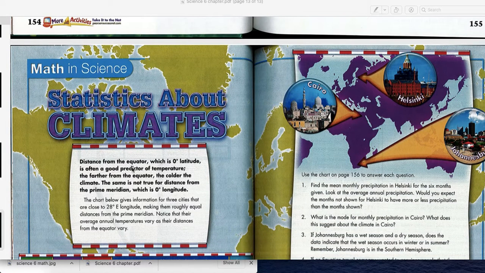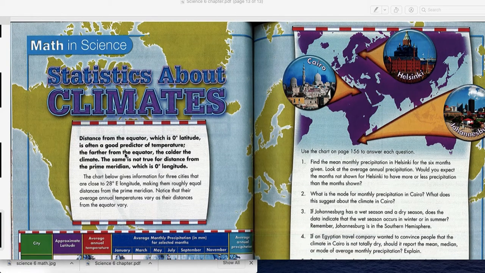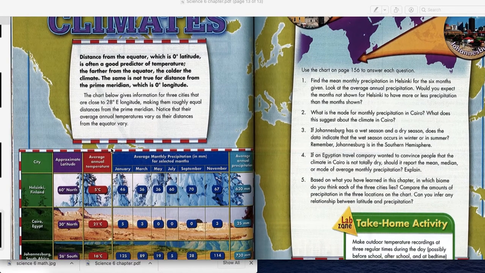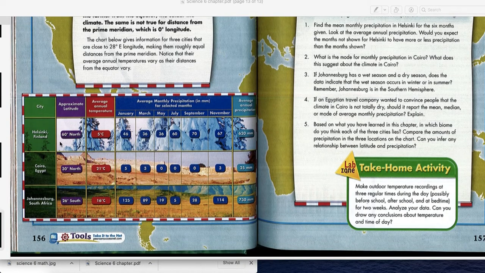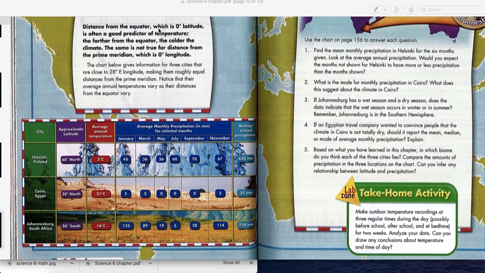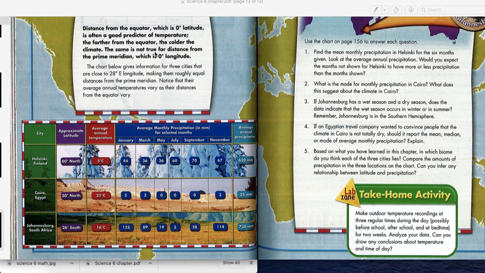It says the distance from the equator, which is 0 degrees latitude, is often a good predictor of temperature. The farther from the equator, the colder the climate. So they just show you this, guys, with 3 cities they picked. So equator would obviously be 0 degrees latitude. Now they also ended it with the same is not true with distance of prime meridian, guys. Left or right doesn't matter. It's up and down from the equator. So the equator would be the hottest.